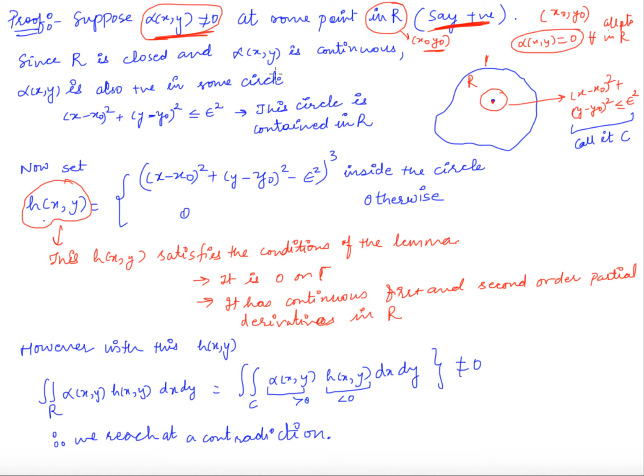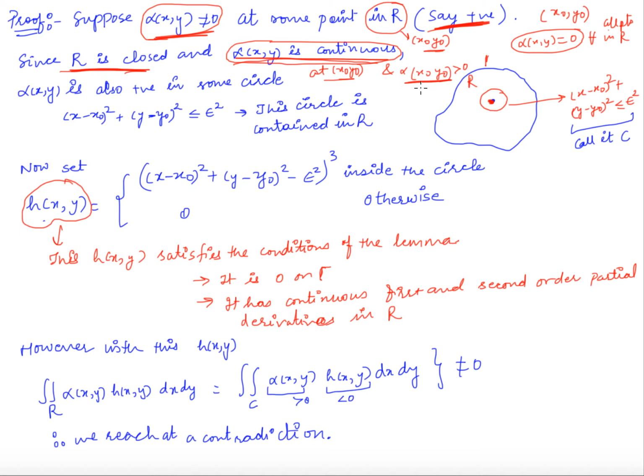Now you are given that alpha xy is continuous in R, and also R is closed. If R is closed, then it means that this point x naught y naught is an interior point, so you can find a neighborhood of this point x naught y naught inside R. And alpha xy is continuous at x naught y naught, and alpha at this point is positive, as you are assuming. It means that it cannot suddenly become 0 or negative.